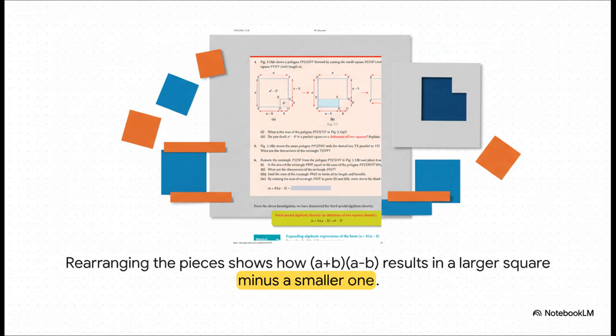It shows you how you can take that funky shape that represents a plus b times a minus b and just rearrange the pieces. And when you do, what do you get? A big a square with a little b square chopped right out of the corner. It's a physical demonstration of why the formula works out to be a squared minus b squared.